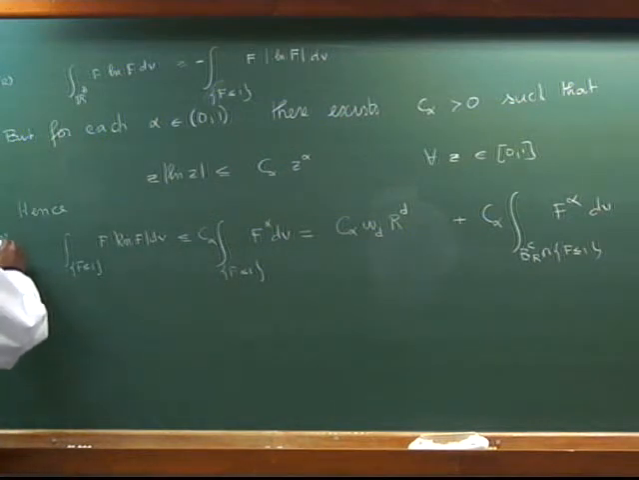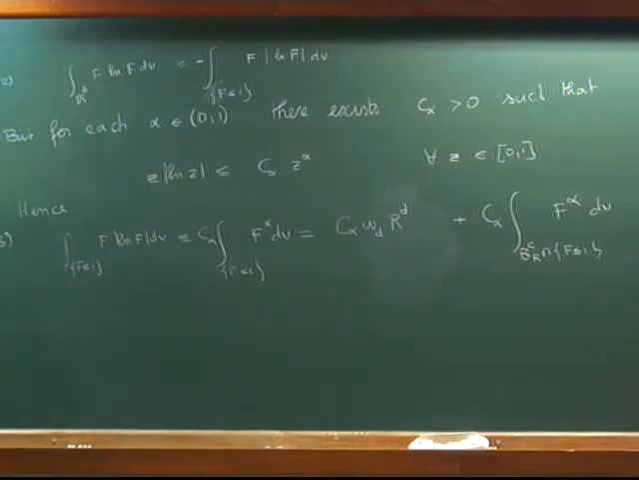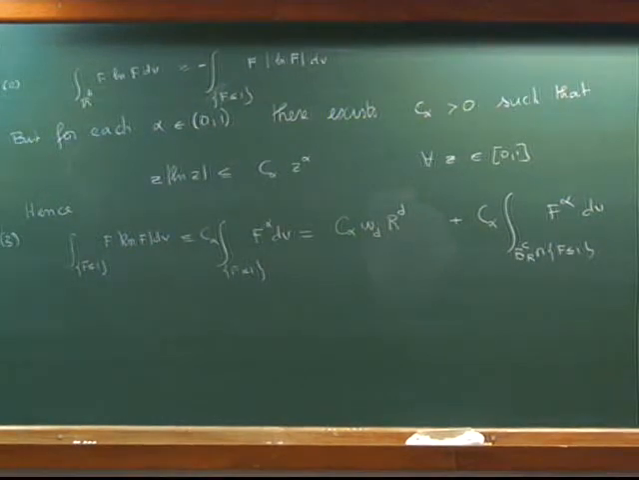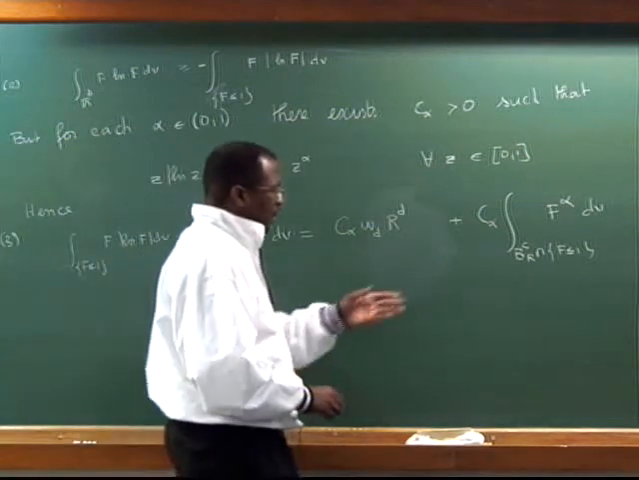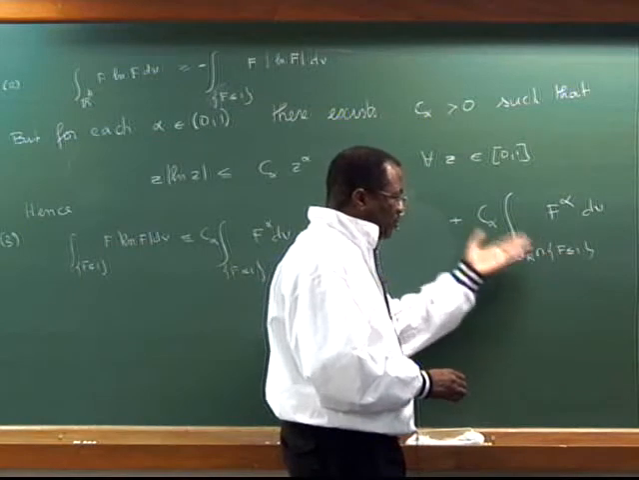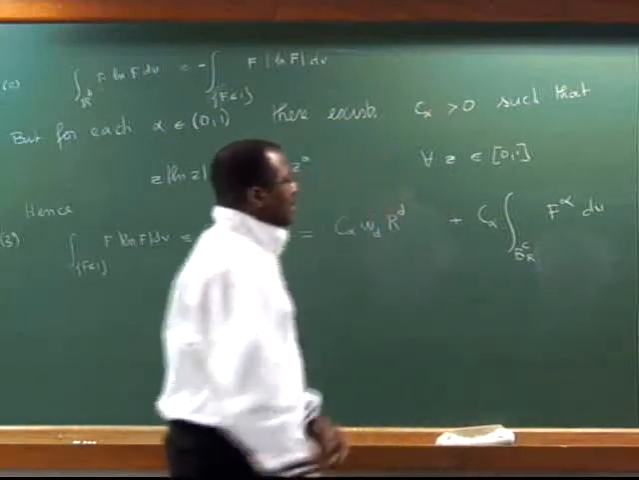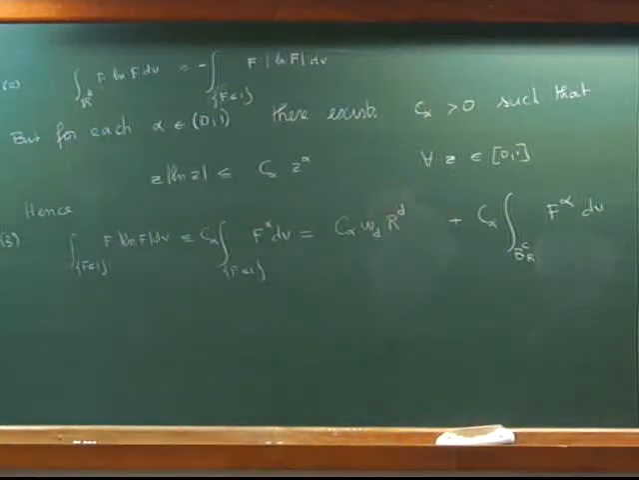Call this 2, 3. Now, if I replace this set by a bigger set, I am going to preserve the inequality. And so that is correct, because I am integrating a non-negative function on a bigger set. Now I need to estimate that.